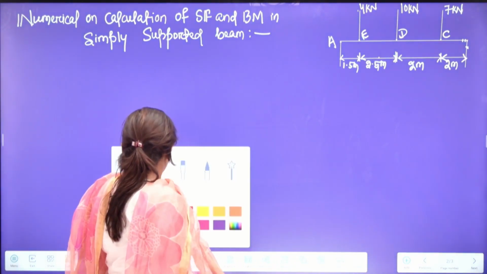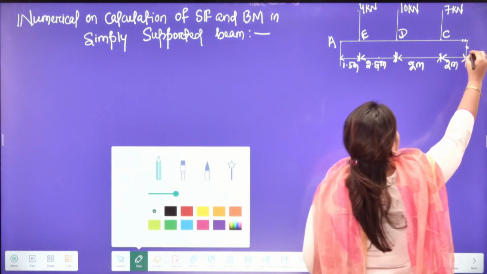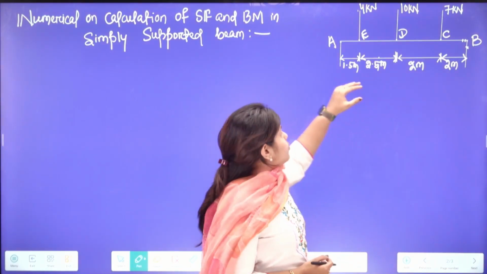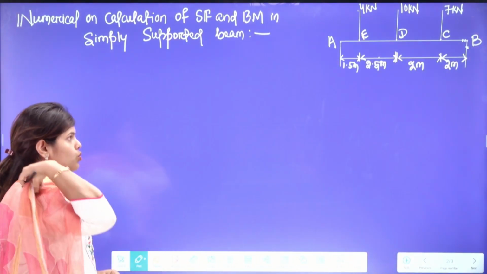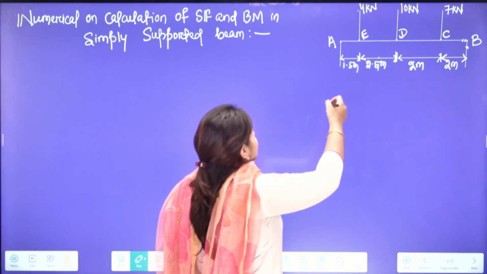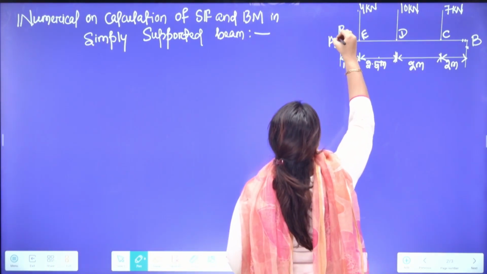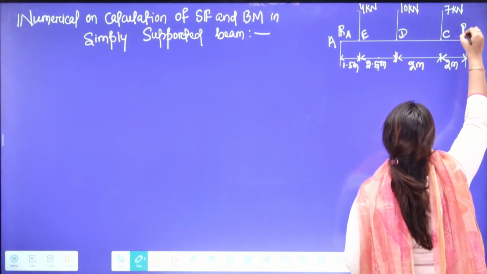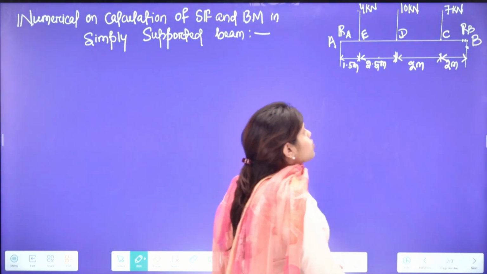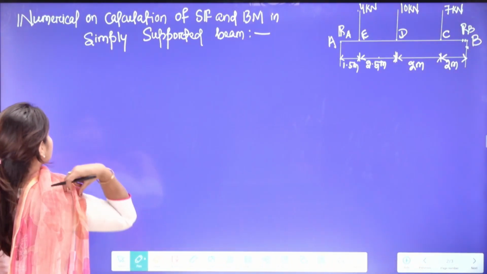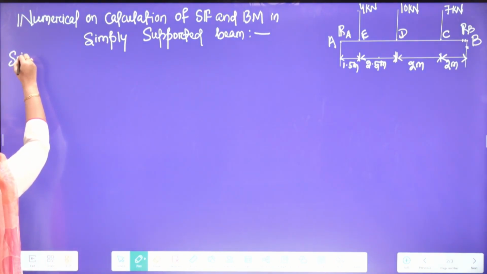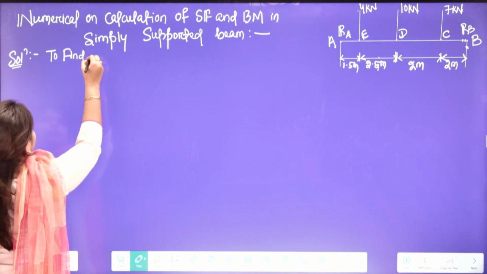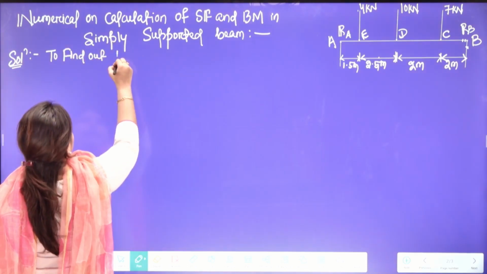Here let's take this as point B. So A and B are the end supports of the simply supported beam. The reaction forces will apply here at the end supports. At A we will have the reaction force RA, and at B we will have the reaction force RB. So our work is to find the reaction forces first, to find RA and RB.